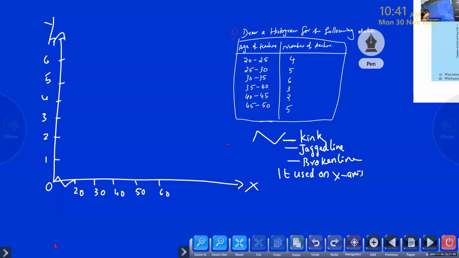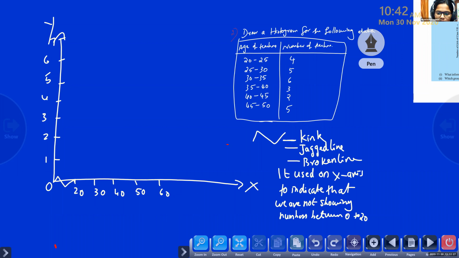Jagged line: it is used on the x-axis to indicate that we are not showing numbers between 0 to 20. Ma'am, we have to write this on the graph? No, on the right side, just for your information only. While doing the exams, no need to write, okay? Okay, ma'am.